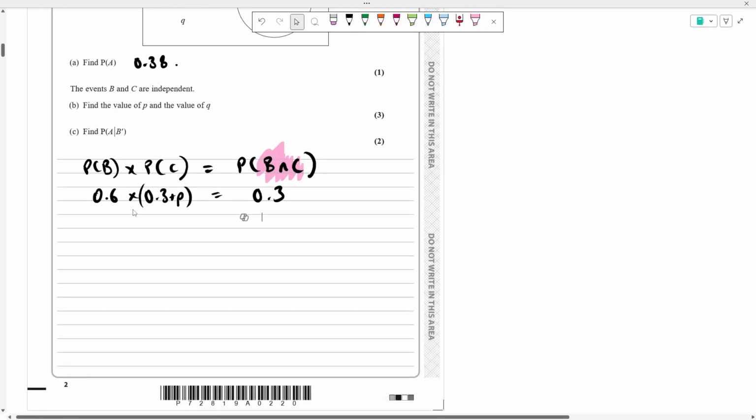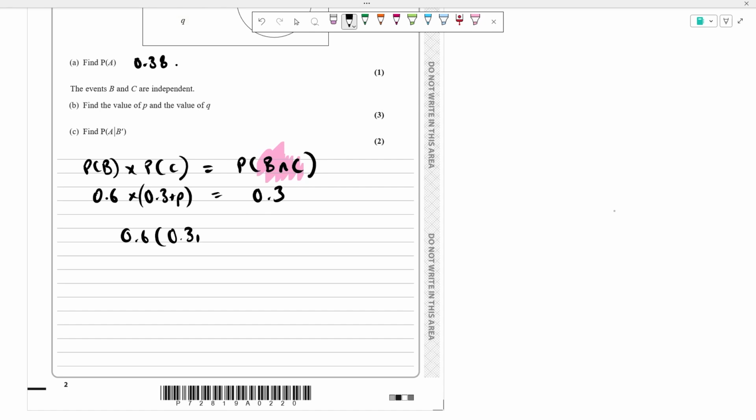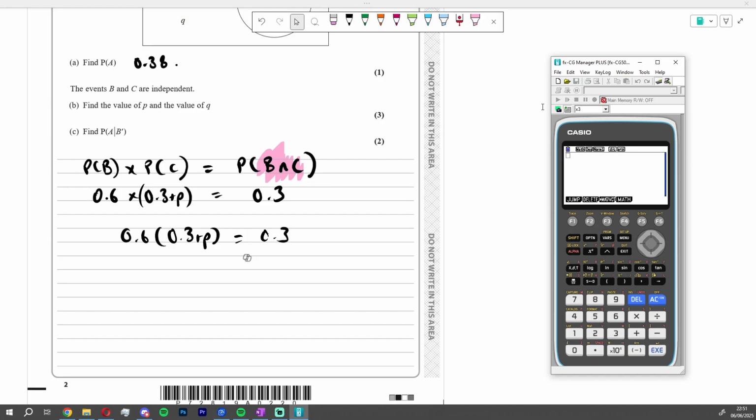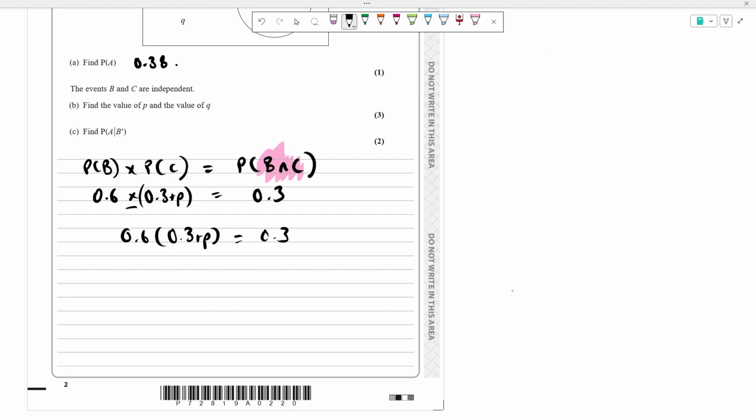Now there's two ways you can do this. You can expand the brackets and rearrange for P. Or what I'm going to do is write it like this. Because we are multiplying here, why can't we just divide? So 0.3 divided by 0.6 gives us a half, 0.5. Because we are timesing here, we can just divide, and that gets rid of the coefficient on the outside of the brackets. And that gives us 0.5. Therefore, P is equal to 0.2.